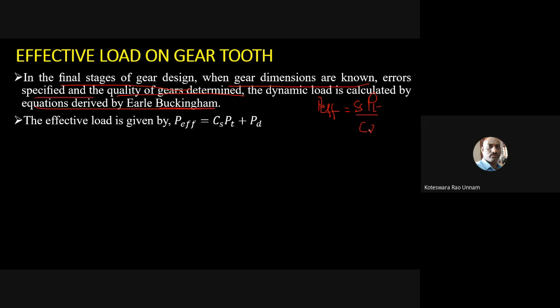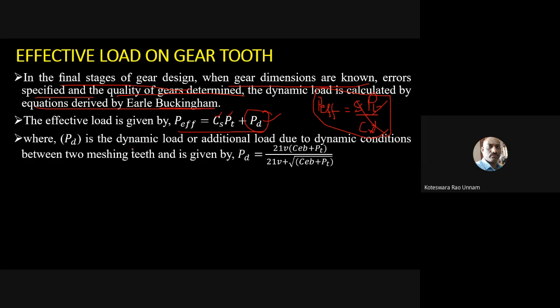We said it is an approximate way of estimating the effective load. But if you want a precise one, instead of using this equation, you have to use this equation: P effective is equal to CS into PT plus PD. PD is nothing but the dynamic load here. CS into PT is the load which comes from the tangential component of the force, and for that you need to add this dynamic load.